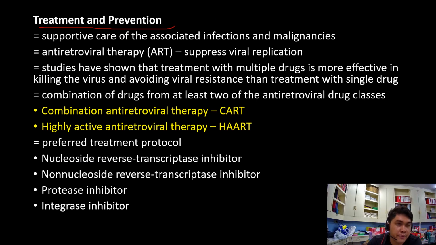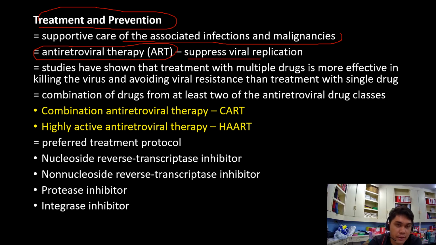Next, treatment and prevention. For treatment and prevention, supportive care of the associated infections and malignancies. Okay, so if you have pneumonia, then you need to treat pneumonia and also malignancies. The next is the administration of antiretroviral drugs. So there is antiretroviral therapy. The purpose of ART is to suppress viral replication or to decrease viral load. Studies have shown that treatment with multiple drugs is more effective in killing the virus and avoiding viral resistance than treatment with a single drug.